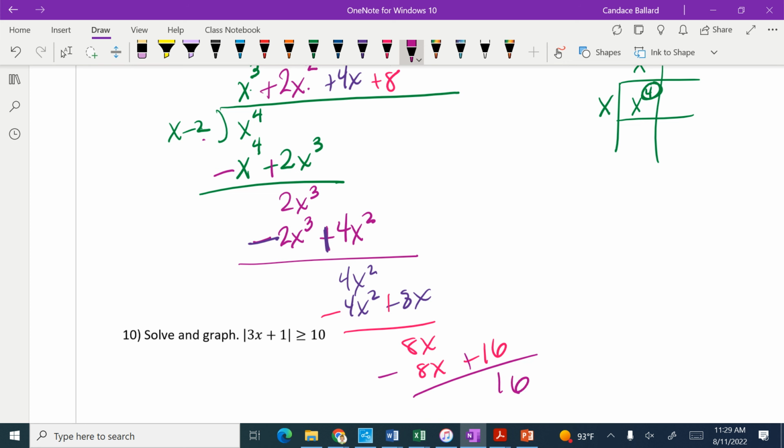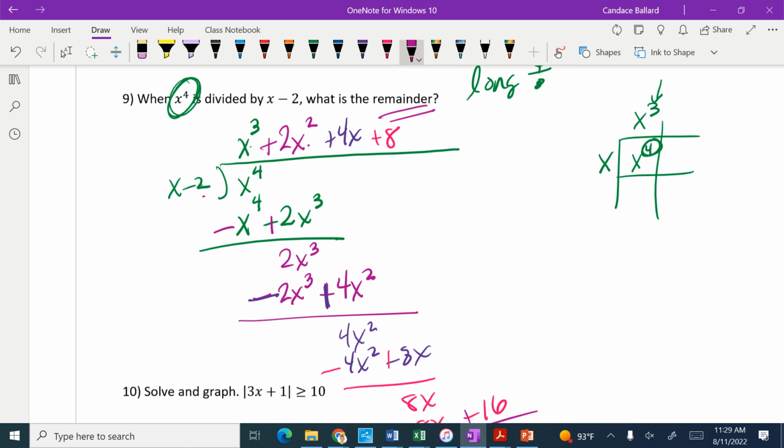Do we agree with 16? We good? Now, the proper way to write it would have been 16 over x minus 2. I believe they're just going to look for the number 16. So you kind of have to go with what's there.